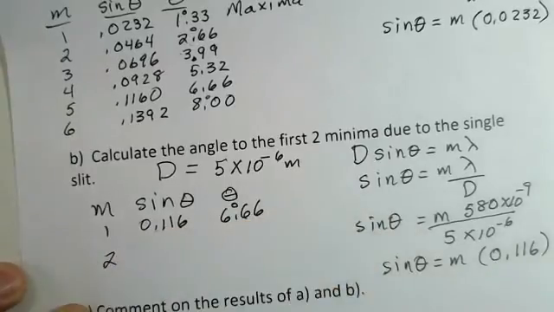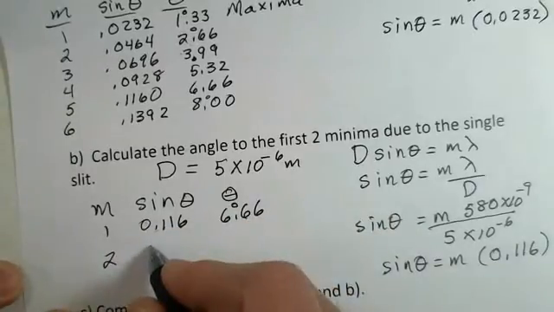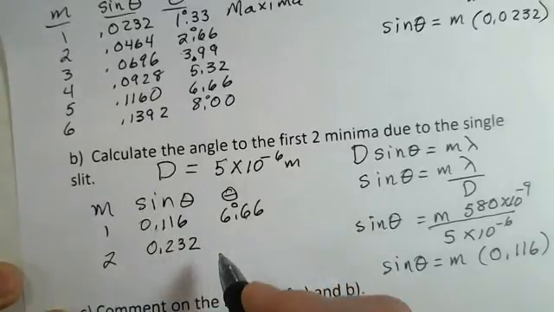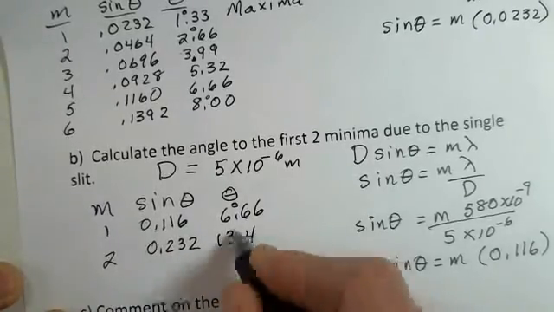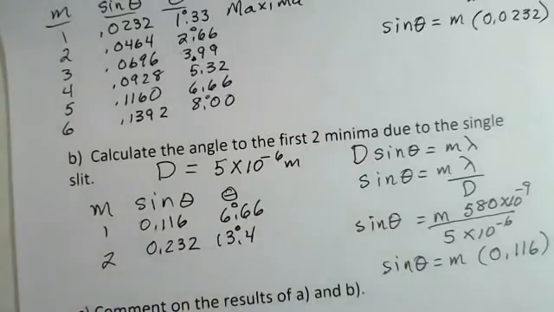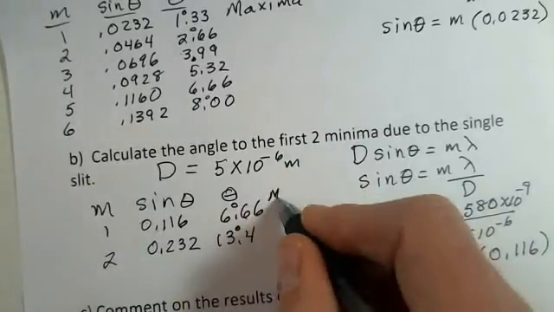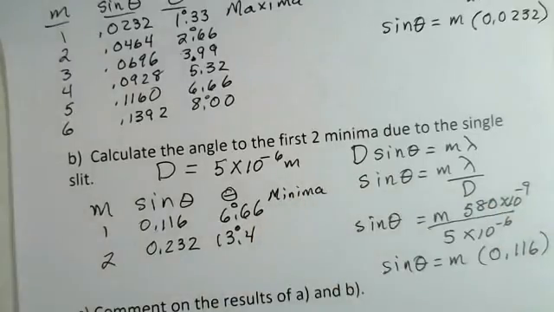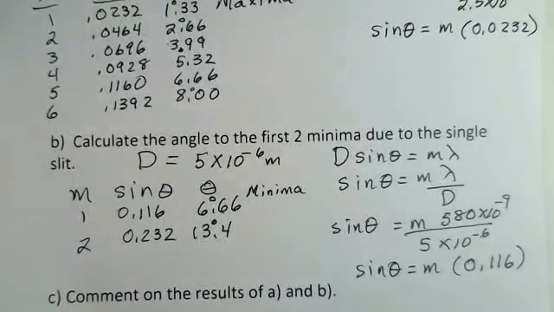If I use m of 2, of course, we're going to be doubling this, 0.232. I take inverse sine of that, and I come up with 13.4 degrees. So those are the locations of the minima predicted by the single slit equation. Now, we want to comment on the results of Part A and Part B.